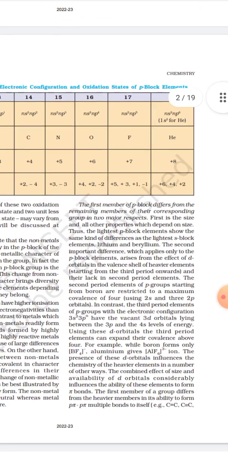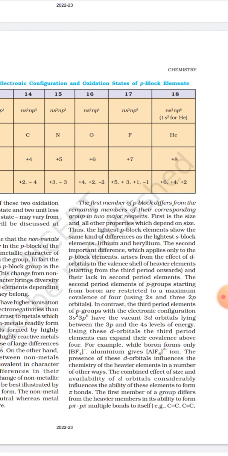The first member of the p block differs from the remaining members of their corresponding groups in two major respects. First, in the size and all other properties which depend on the size. Thus, the lightest p block element shows the same kind of differences as the lightest s block elements, lithium and beryllium. The second important difference, which applies only to the p block elements, arises from the effect of d orbitals in the valence shell of heavier elements, starting from the third period onwards, and their lack in the second period elements.